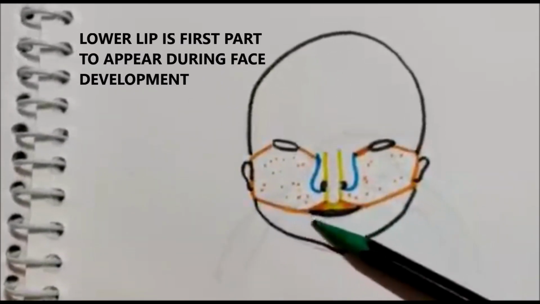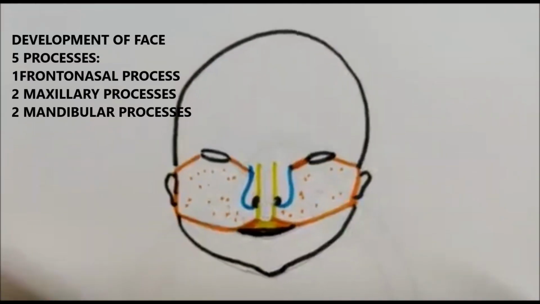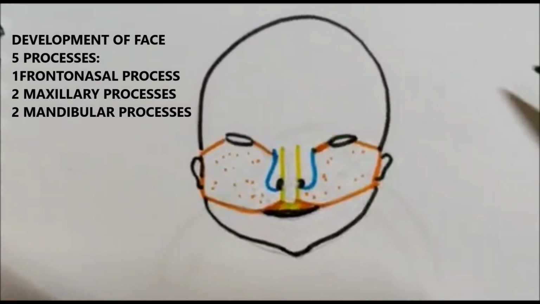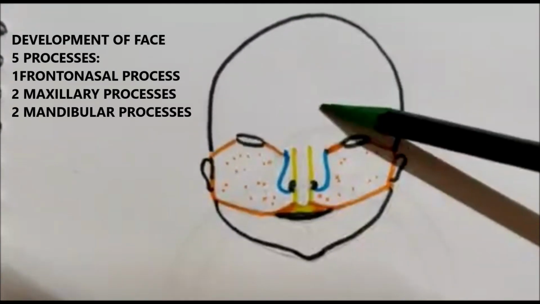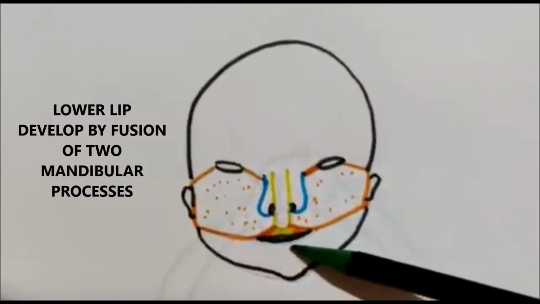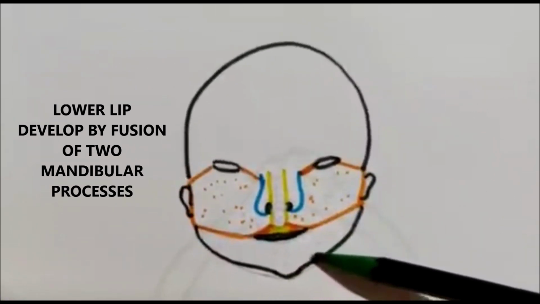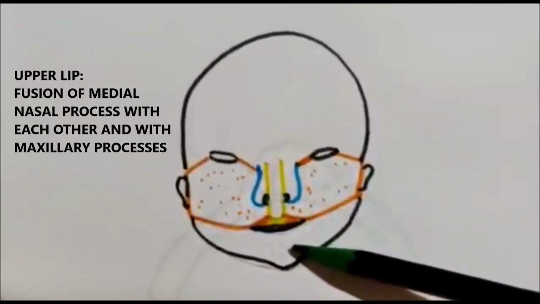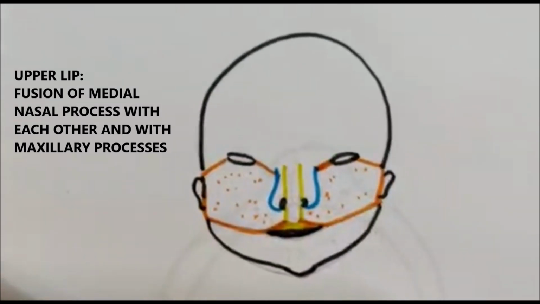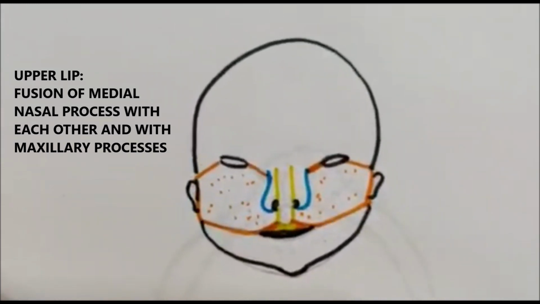So the lower lip on the face is formed first, before the rest of the face is formed. We'll just repeat once again that the face develops from 5 processes: the frontonasal process, 2 maxillary processes, and 2 mandibular processes. The 2 mandibular processes fuse to form the lower lip as well as the jaw, and this is the first part of the face which is formed. The frontonasal process has a nasal placode which ultimately becomes a pit, and surrounding the pit will be the medial and the lateral nasal processes. These are the parts of the frontonasal process.